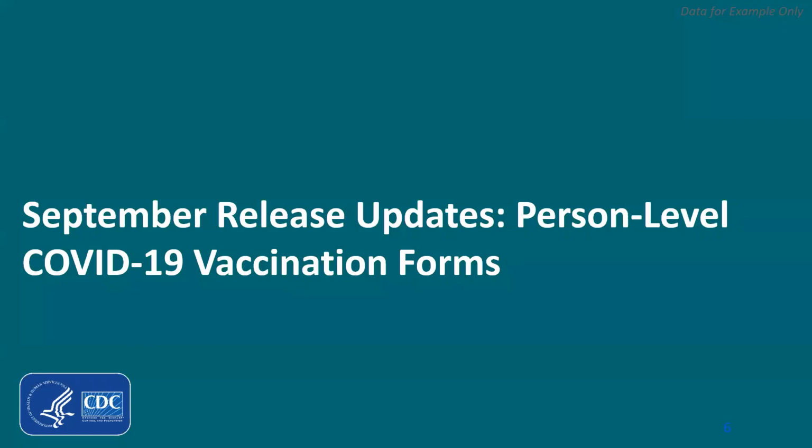So we have some previous materials that go over the basics of data entry if you're new to the forms, but for today, what we're focusing on is what's changed in this last release. So what are the main updates for these person level forms as of the release?